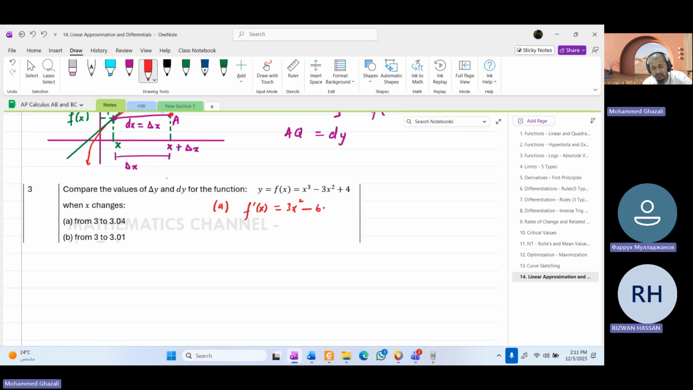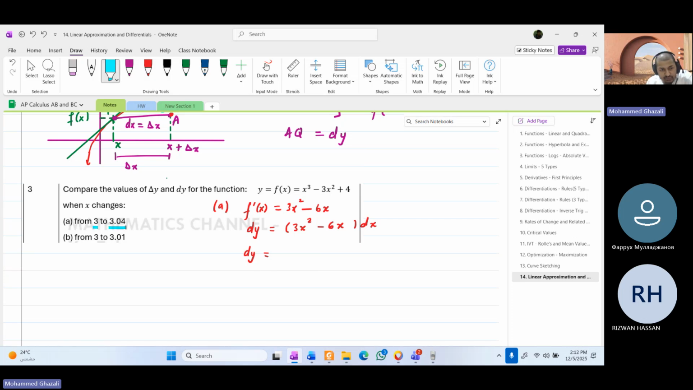Minus 6x, yes. So what is dy? dy is f prime x dx. This is a differential. We are finding dy first. So where does it move from?